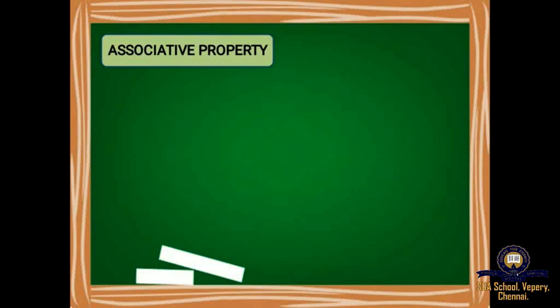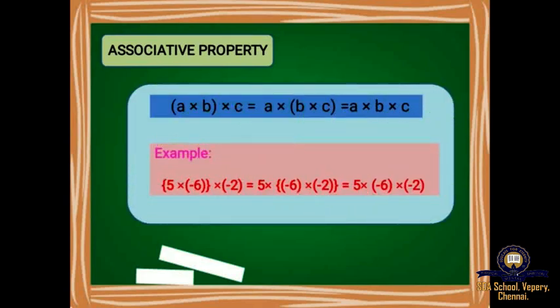Associative property. Given three integers, the multiplication of the product of the first two integers with the third integer is equal to the multiplication of the product of the second and third integers with the first integer. That is, A into B into C is equal to A into B into C. Here we have an example. When you multiply all the three integers in any order, you will get the same answer.